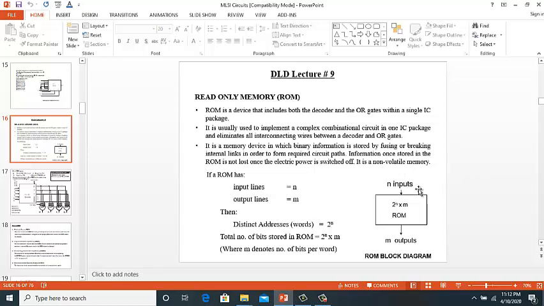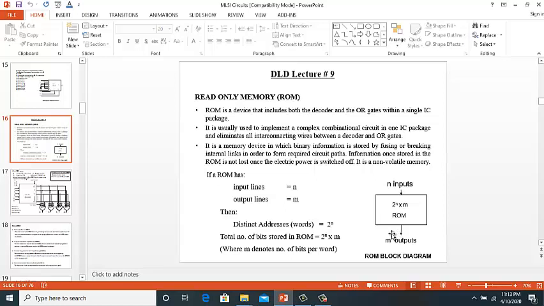Now the ROM size is mentioned over here. For example, it says 2 raised to power n into m. So let us see what this means. This means that this ROM has got n input lines, so the input lines is n, and it has got output lines equal to m. So this ROM has got n input lines and m output lines.